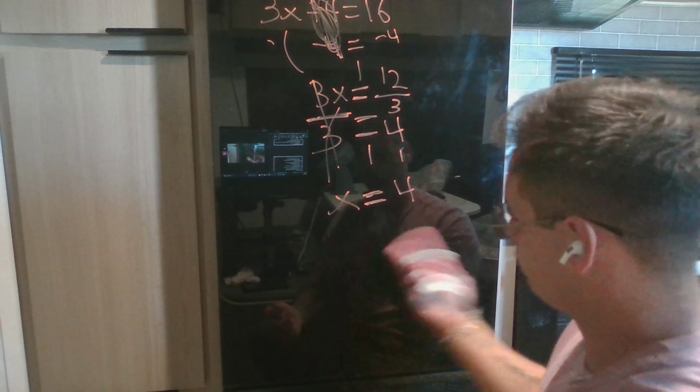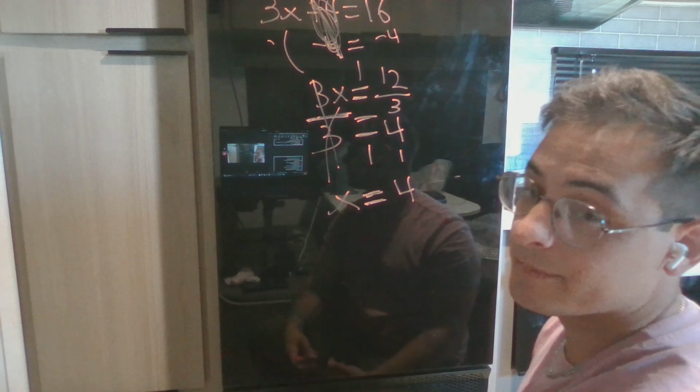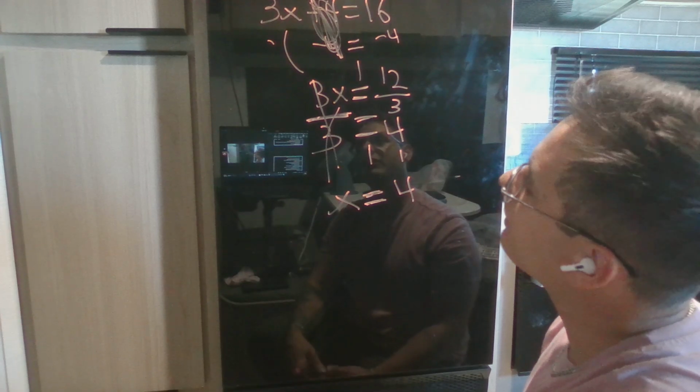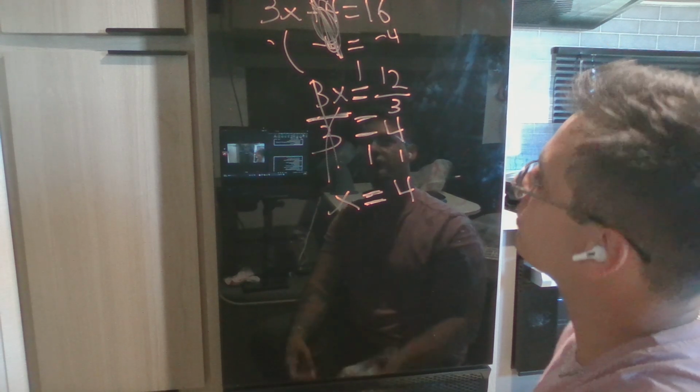So that's supposedly what it is, but we need to plug our answer in to make sure that we are correct. So we're going to take 3 times 4 plus 4 should equal 16. Let's try that.